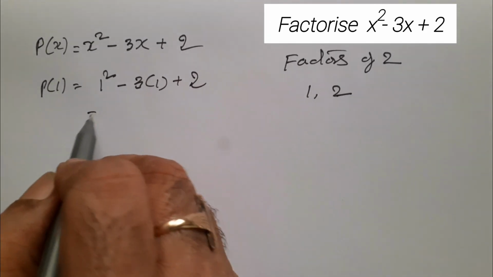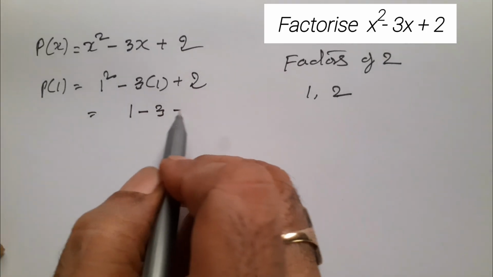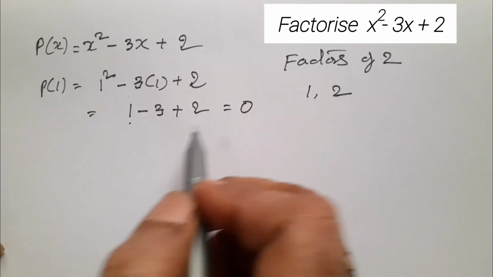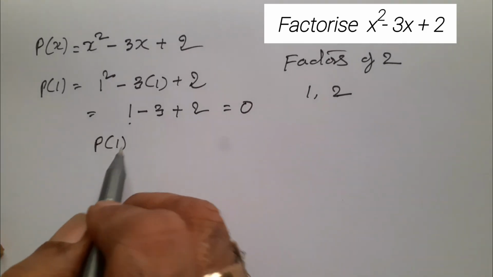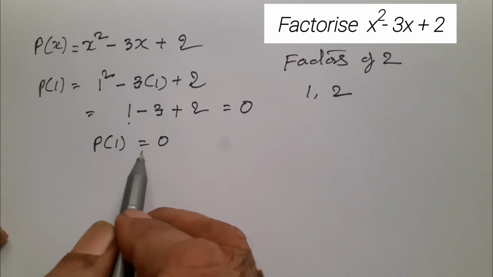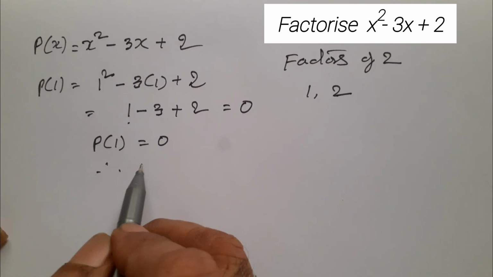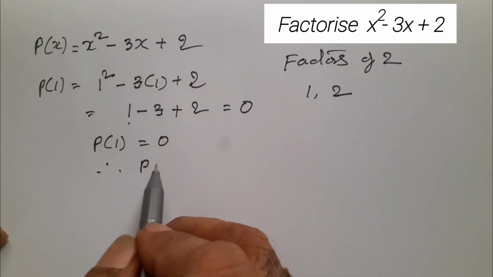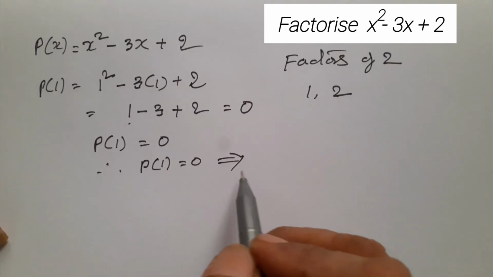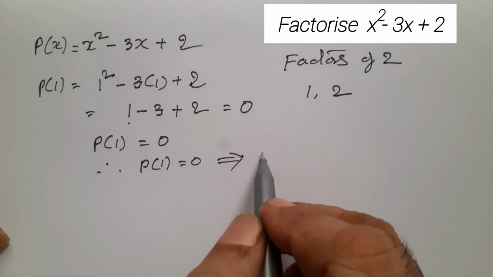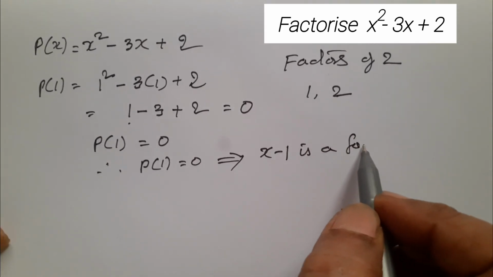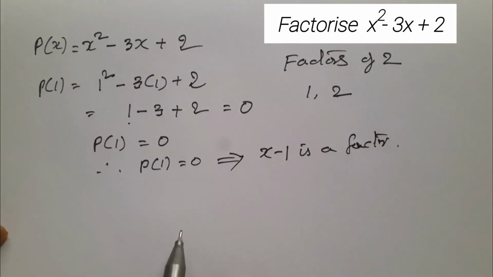So we get 1 square, 1 minus 3 plus 2. We get 3 minus 3 equal to 0. So here we have p(1) equal to 0. So as per the factor theorem, p(1) equal to 0 implies we can say x minus 1 is a factor. That is the factor theorem. x minus 1 is a factor.